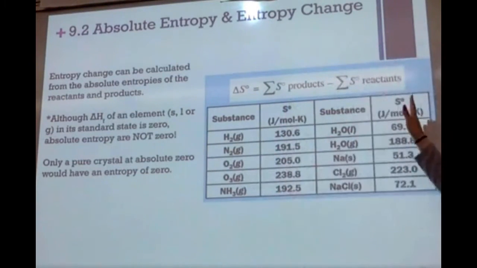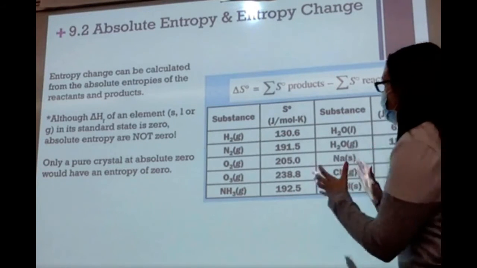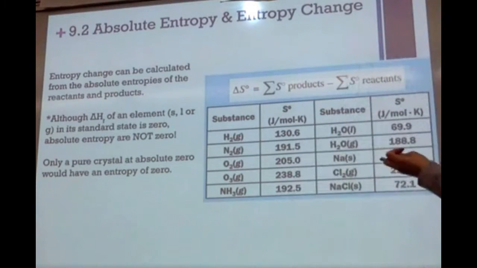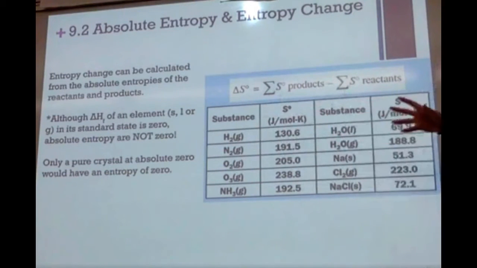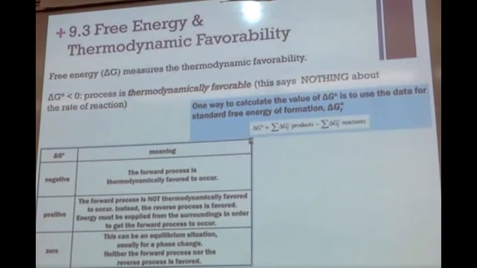So again, we're given absolute entropy values. You have to be given heats of formation or absolute entropy values. And what we do is the exact same as heat of formation. We sum up the products minus the sum of reactants, take into account coefficients. Now, when we're doing calculations, we always need to remember to pay attention to units, because entropy is given in joules per mole.